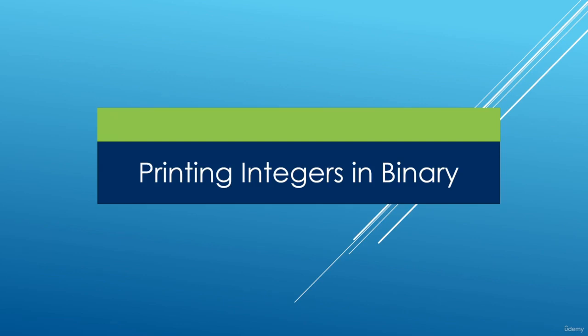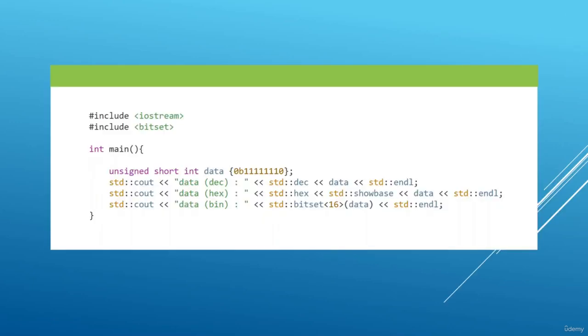In this lecture, we're going to see how we can print integers in binary and see them very clearly on the console. And this is the code we're going to be using. It's really simple and short. What we want is to be able to print things and see them in binary format.